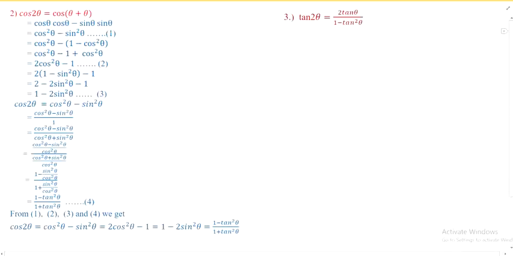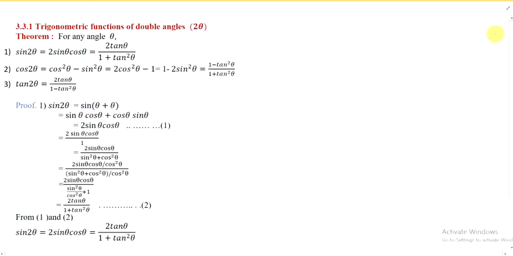I know this one, isn't it? So don't be afraid and see. First we will see the proof for 2 theta. Now let us see trigonometric functions of double angles, that is 2 theta. If the multiple of theta is 2, then it is the double of theta. So let us see what are the formulas, if theta is any angle, for sin 2 theta, cos 2 theta and tan of 2 theta.